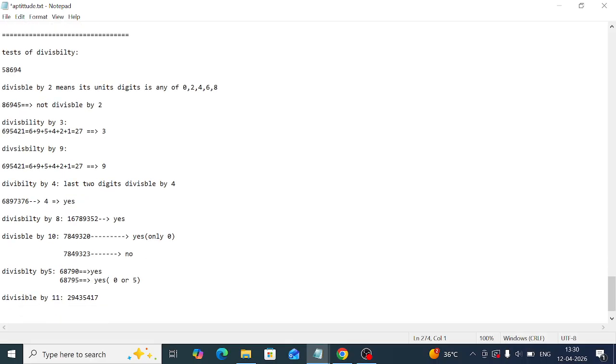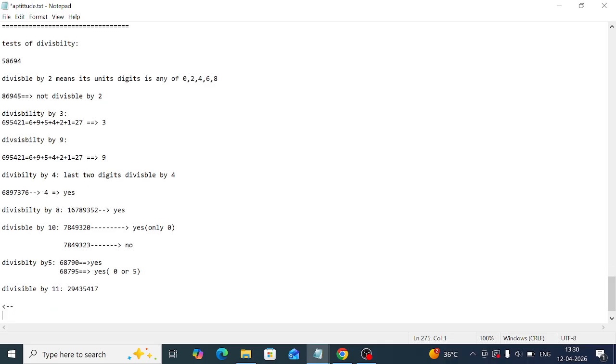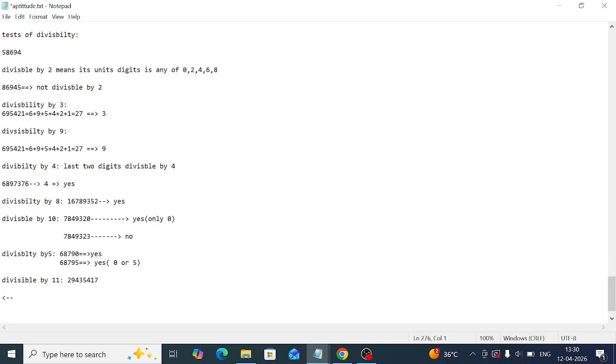Odd places means what? Here, what you are going to take is right to left. See, right to left you are going to take. First means it is 0th place, 1's place, 2's place, 3's place, like that.